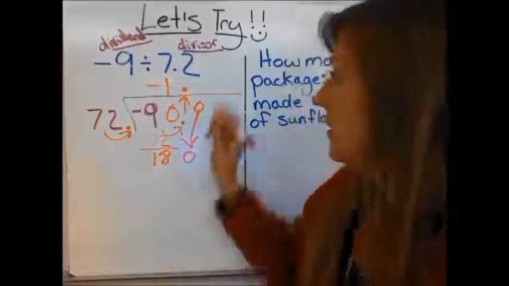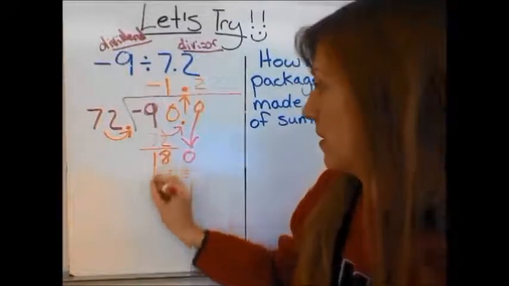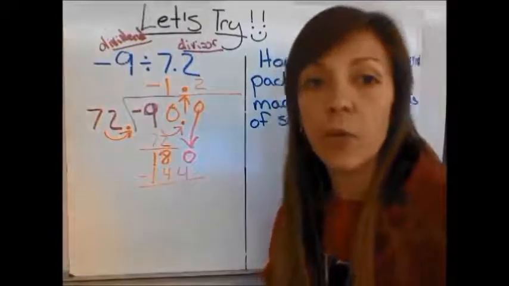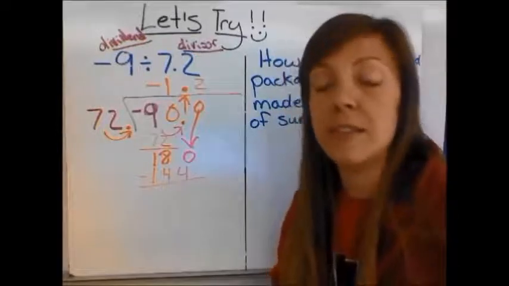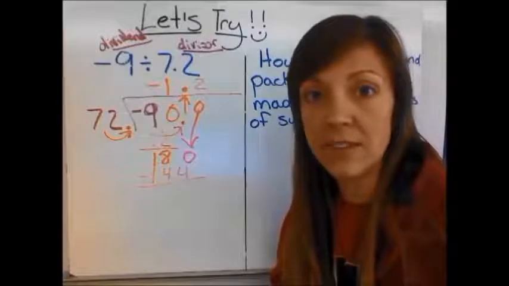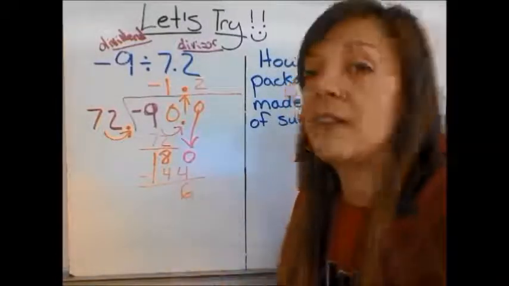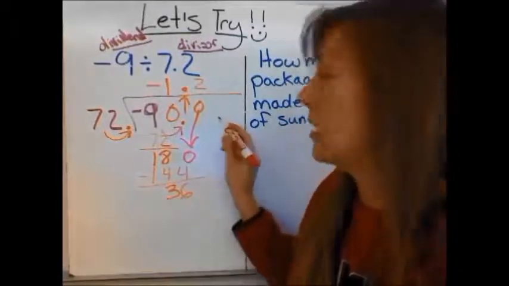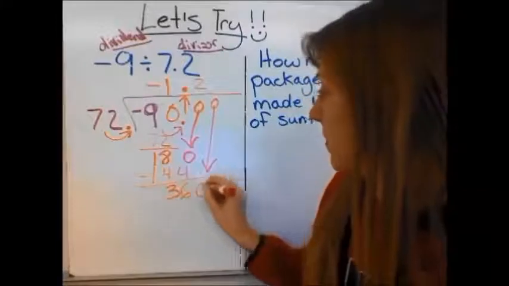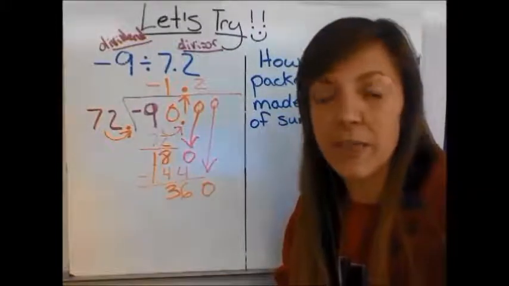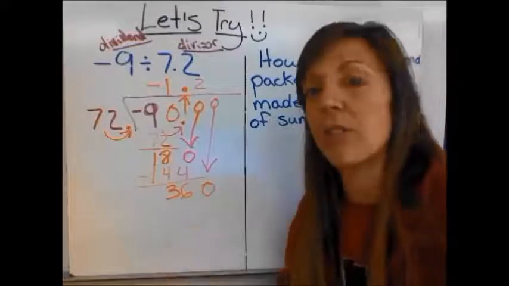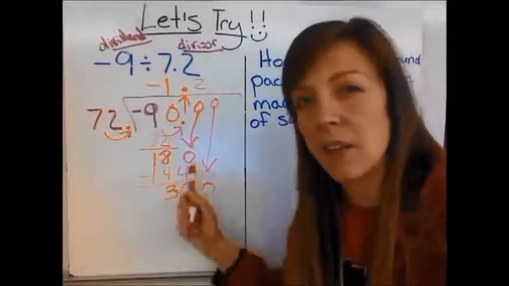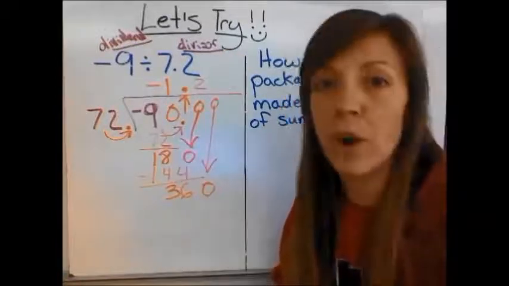72 into 180 goes twice. I get 144, and if I take 144 from 180, the distance between 144 and 150 is 6, and the distance between 150 and 180 is 30. So I end up with 36. I bring down a 0. 72 into 360. I know 72 goes into 100 once, so it'll go into 300 3 times. And then there's 60 left over. I can go ahead and estimate it's going to go about 4 times. So I'm going to stick with 4.